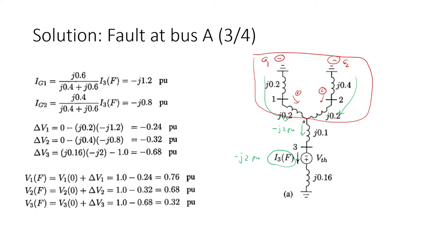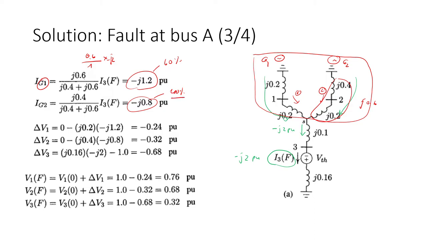Now you can use the current division as follows. The contribution from G1 is from this ratio. The ratio is taken from the opposite side, because this one is j0.6, so the portion is reversed. For IG1, you have to use the j0.6 divided by the sum. The sum of this is essentially 1, because this is 0.4 on the left and 0.6 on the right. This is 1. So this is 60%, because this is 0.6 divided by 1. This is 60% of 2, and of course, this is negative j, so you have negative j1.2, 60% of the total. This makes up 60%, and definitely the sum of these two must be 100%. So the contribution from G2 is 40%.